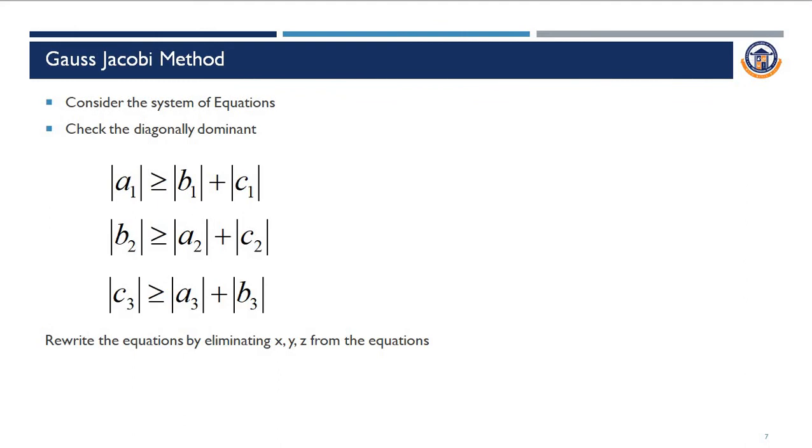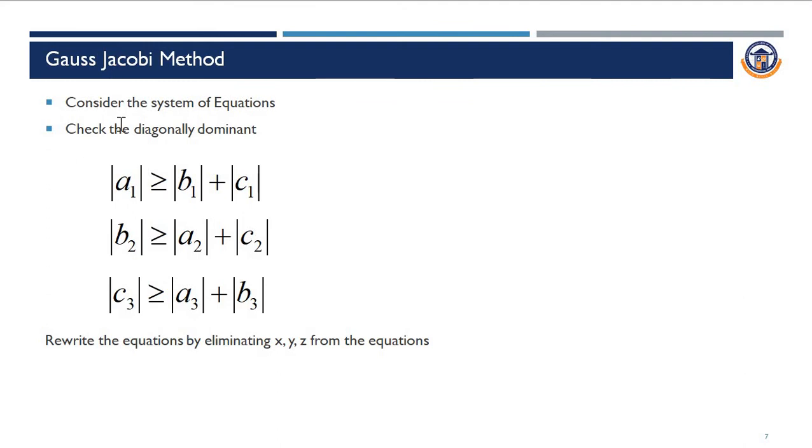Now I am going to tell about another thing, how to find the solution of a system of equations by an indirect method. That is, in an indirect method we have to assume something and arrive at the solution. Now let us see, two methods are there. One is Gauss-Jacobi, another is Gauss-Seidel. Now let us see Gauss-Jacobi.